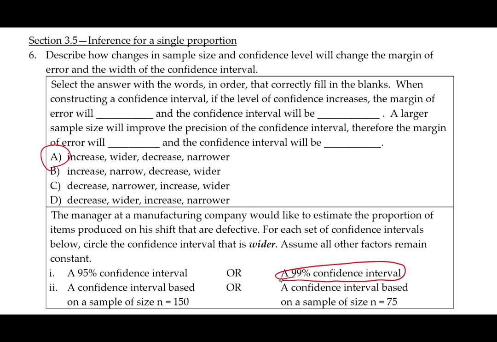How about a confidence interval based on a sample of size n equals 150 versus a confidence interval based on a sample of size n equals 75? Also, as we just talked about, the confidence interval will become narrower as our sample size increases because as we collect more data, we can be more precise in our estimates. So the wider interval is going to be the one based on a smaller sample size.